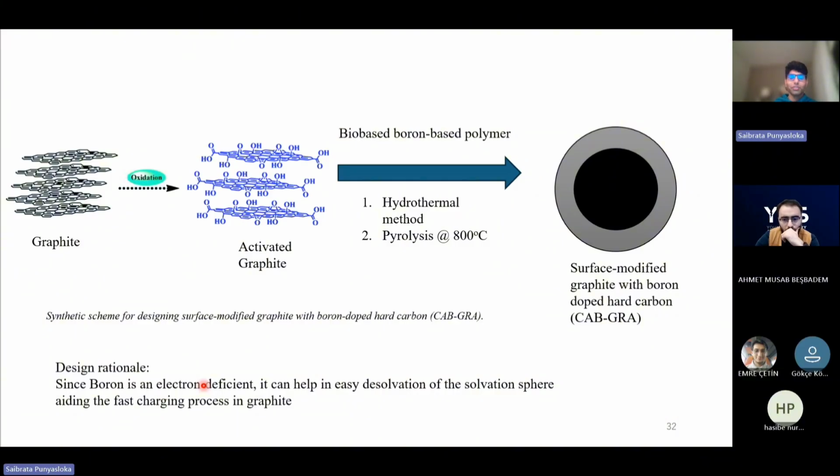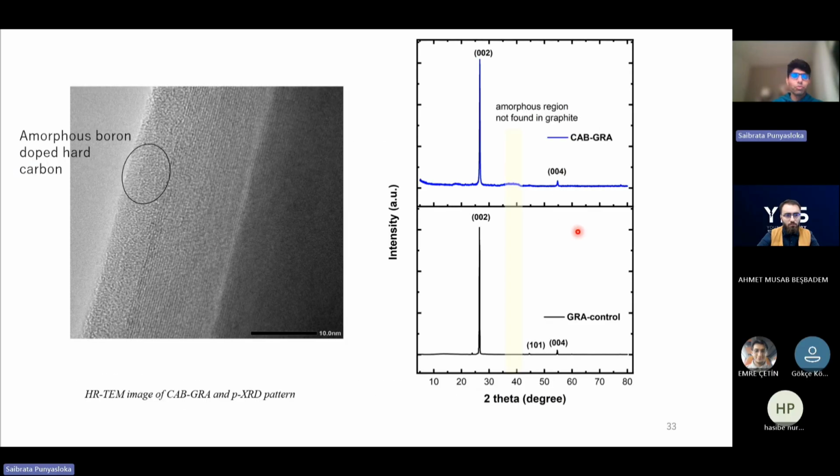Because the work is under review, I have not put the structure of the polymer. Sorry for that. But after the whole process which I have mentioned over here, I could coat the graphite with the boron-based polymer, and this was the coating basically. And if you can see this TEM image, this is around 6 nanometers actually, because this is amorphous. So polymers are amorphous in nature.